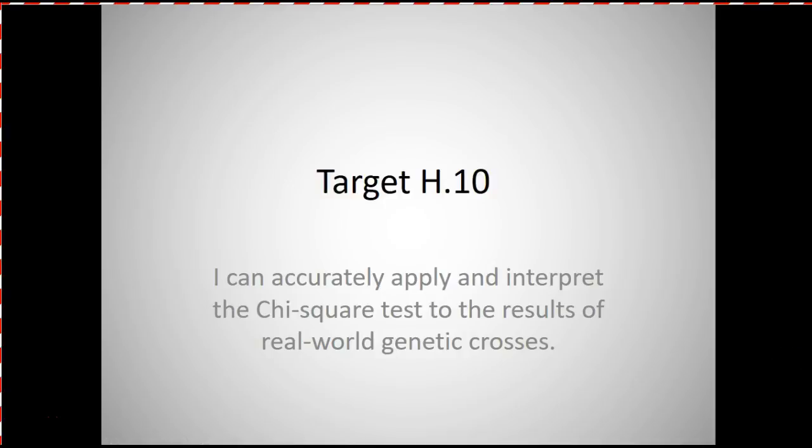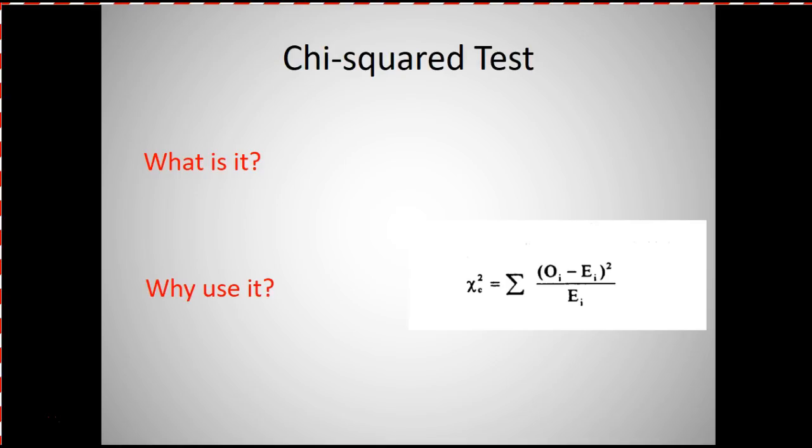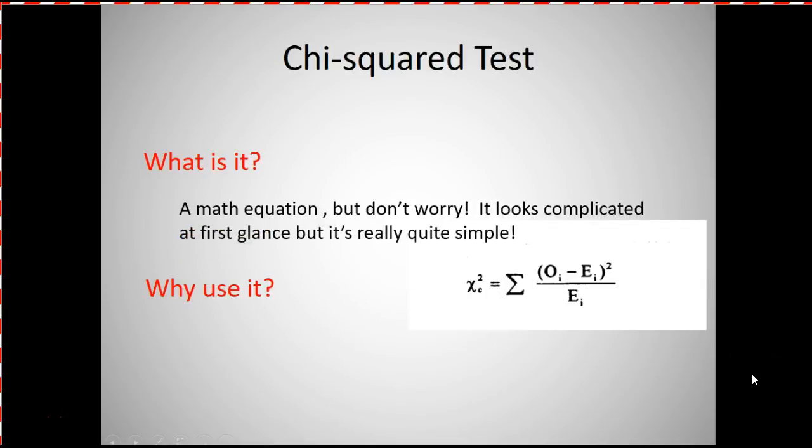Eckert. We're going to go through Target H10, which says that you should be able to accurately apply and interpret something called the chi-square test to results of real-world genetic crosses. So what in the world is a chi-square test? You can see on the screen here this equation, and that's the chi-square test. It's a math equation. It looks pretty complicated, especially if you maybe haven't had algebra yet, but we're going to go through it step by step, and you'll see it's a lot easier than it looks.